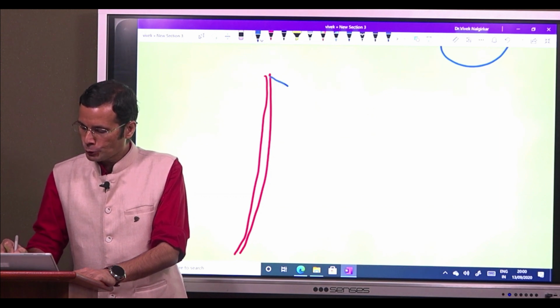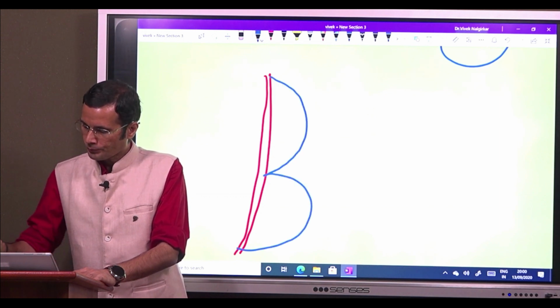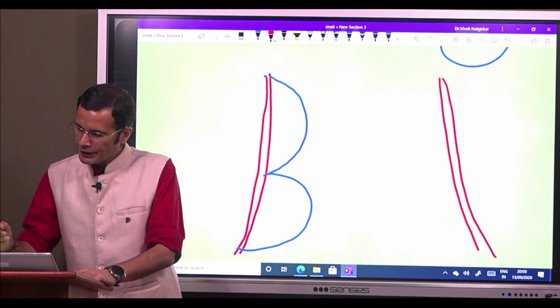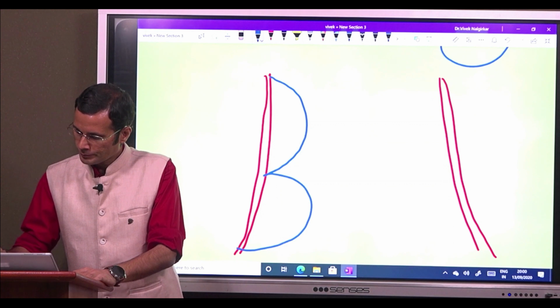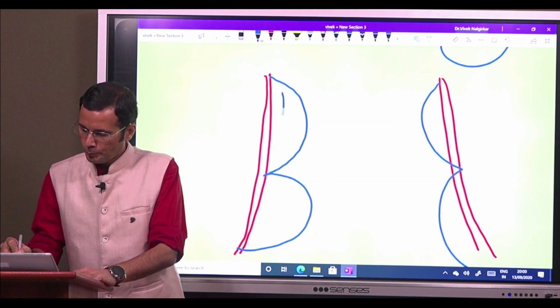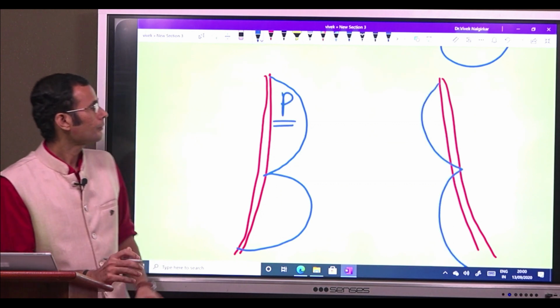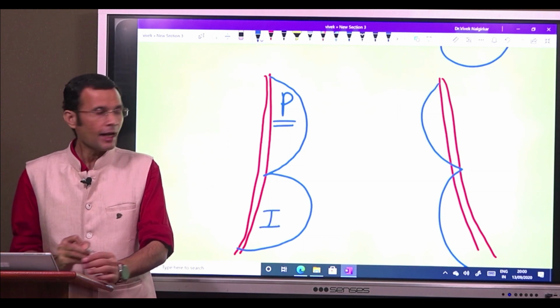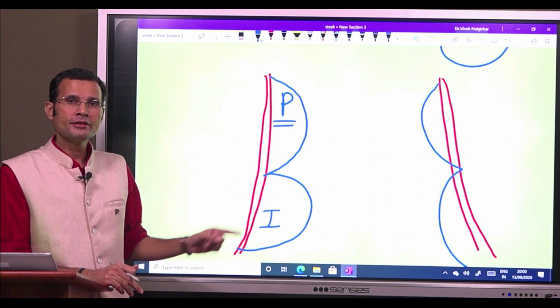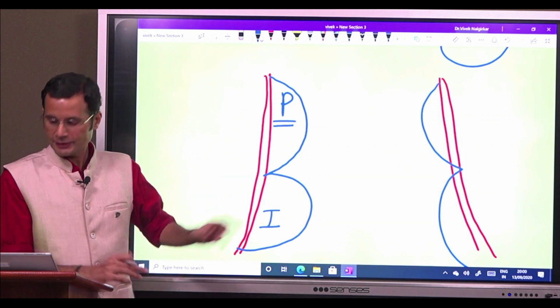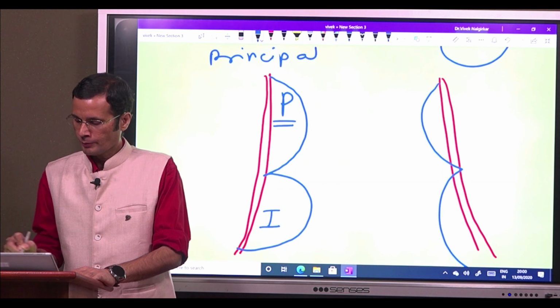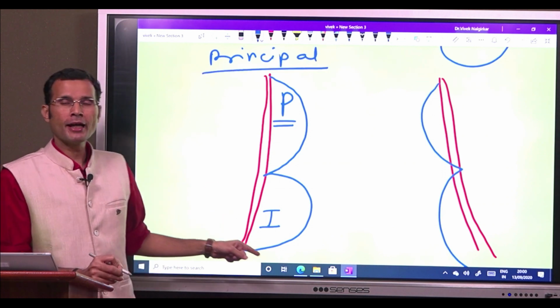It is lined with two types of cells. The two types of cells that line the collecting duct are principal cell or P cell and intercalated cell or I cell. So, principal cell and intercalated cell.